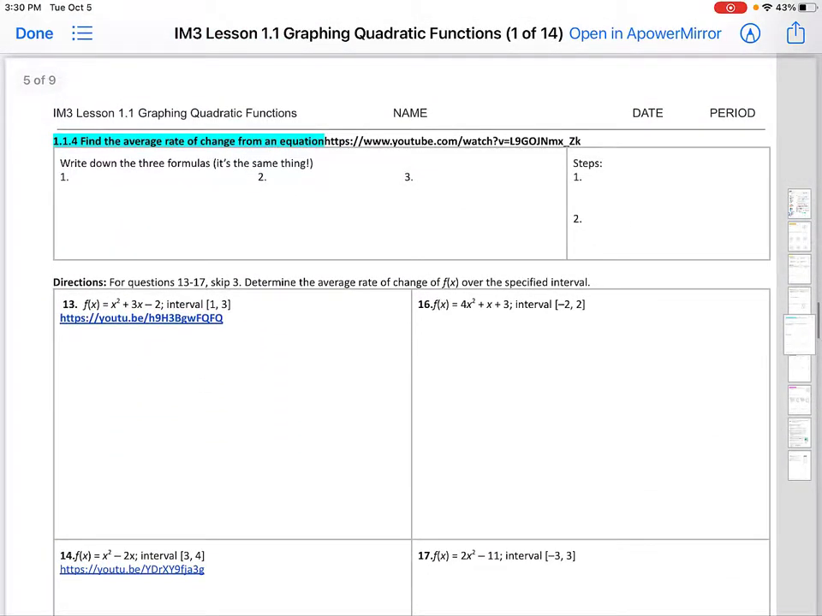Okay, let's talk about the average rate of change. And this is going to be from an older video, and you just write down these 3 different formulas you're going to see on the screen, and then the 2 steps. And then we'll try some examples below.